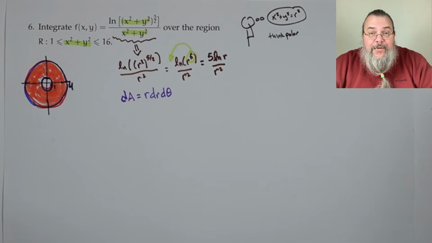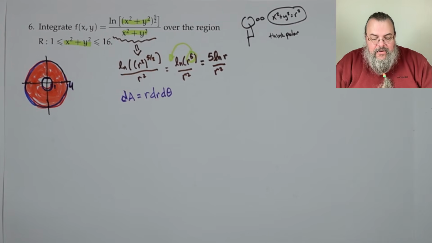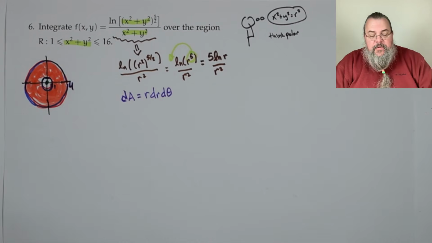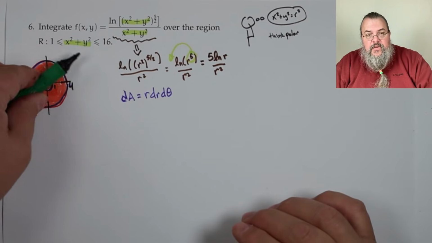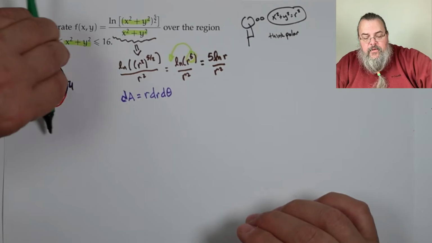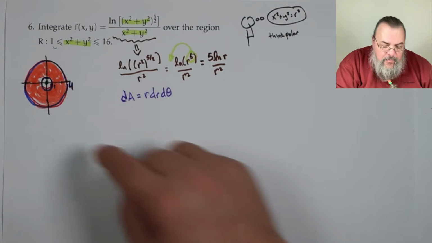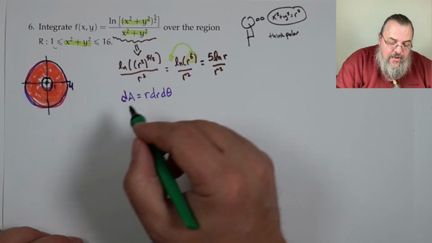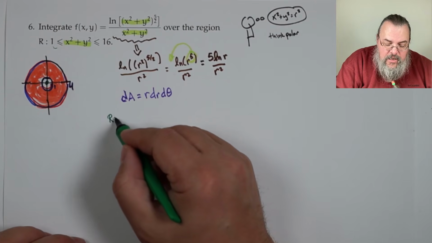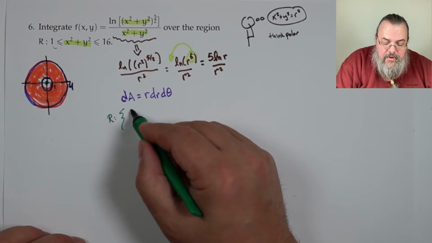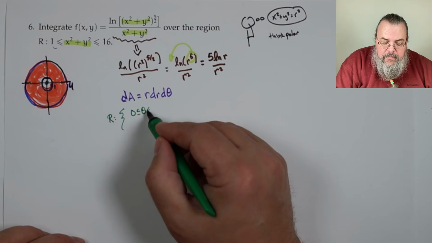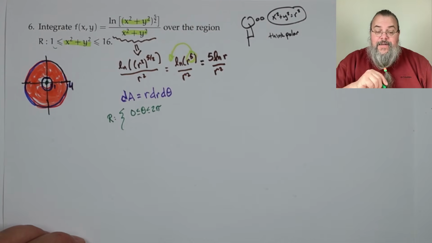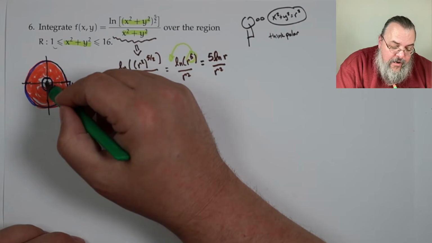Now, we have to describe our region. So, always remember, polar comes from the origin. It's the pole. So, where do we go from? Well, the answer is we go full circle. Perfect symmetry. So our region, in terms of theta, we go 0 up to 2 pi. All the way around.